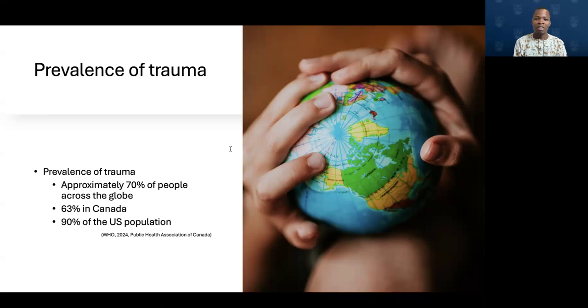But available evidence suggests that approximately 70% of people across the globe will experience a potentially traumatic event during their lifetime. In Canada, this number was estimated at 63% during the COVID-19 pandemic. And as much as 90% of adults in the United States have been estimated to experience a traumatic event sometime in their life.